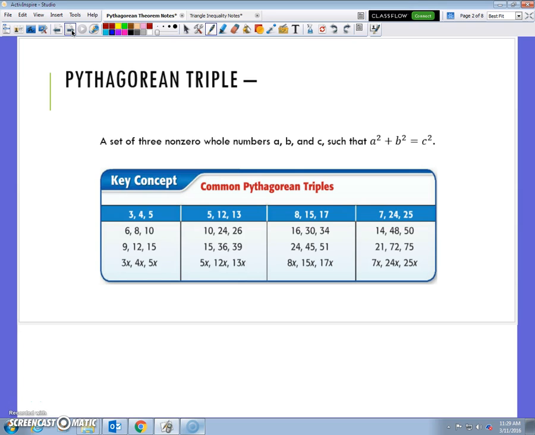So if it's a 6, 8, 10, and 9, 12, 15, I'm just multiplying the digits of the 3, 4, 5 by 2, by 3, and so on. And that's just represented here by this last part. And the same thing here, 5, 12, 13 is guaranteed.